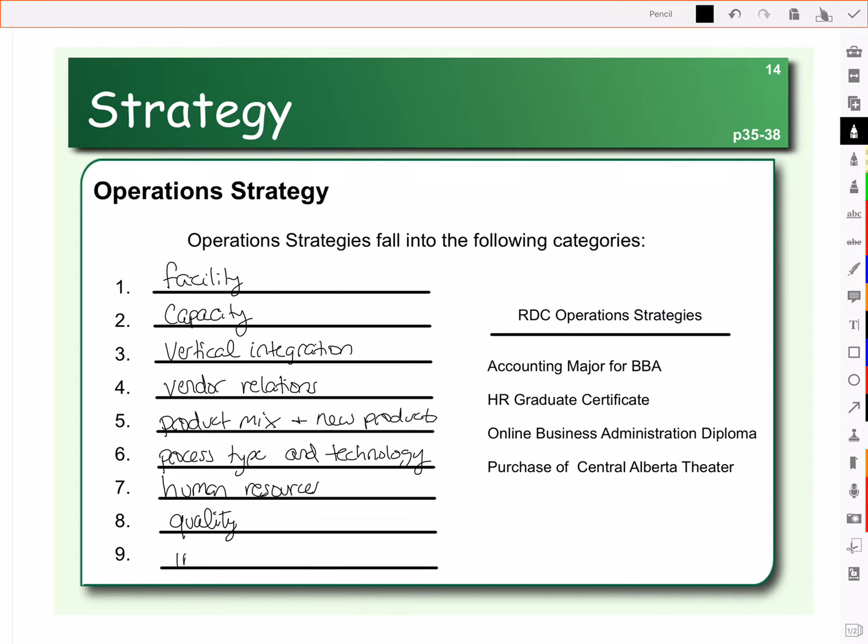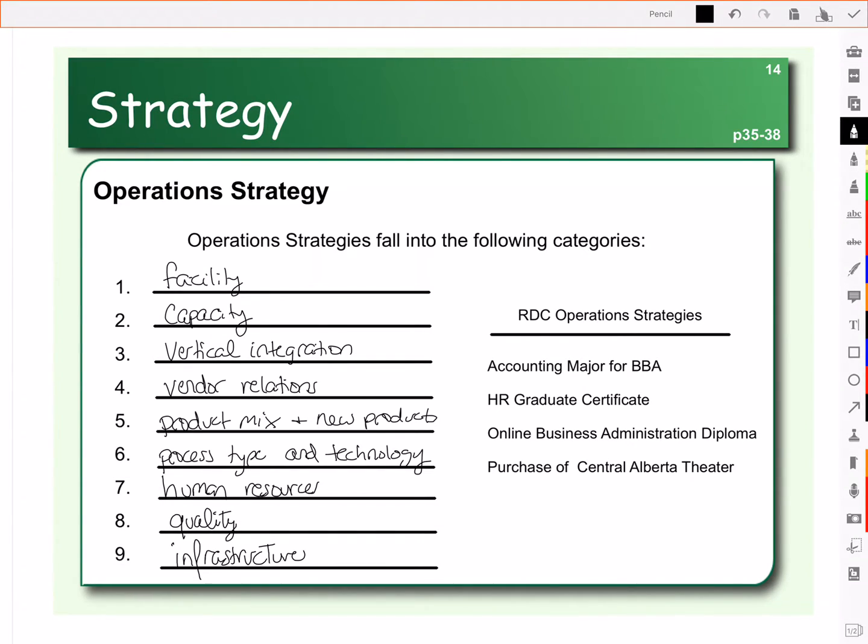And lastly, we have infrastructure. So here we're looking at the use of computers for scheduling. What are you using to plan your inventory levels? So are we looking at material requirement planning, just-in-time delivery? What is the setup in terms of managing how your company is operating?